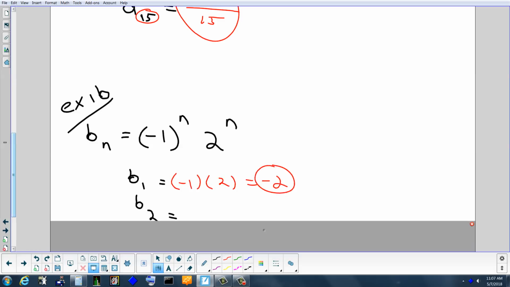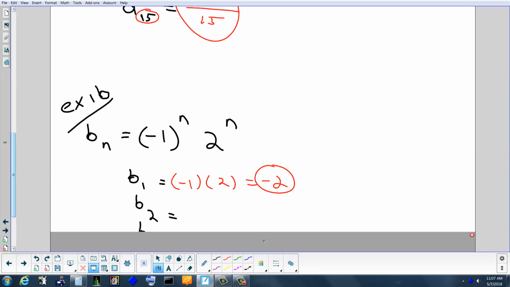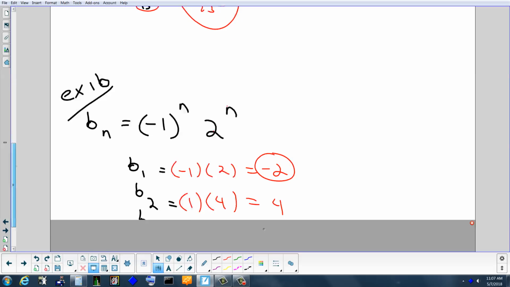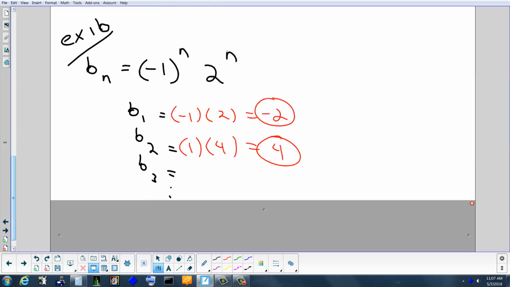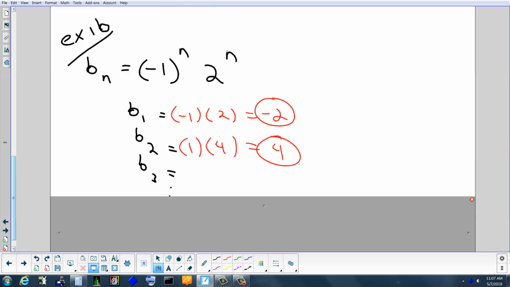Now let's look at the second term. Michael, what's -1 squared? 1. And what's 2 squared? 4. So what's going to happen each time is it's going to double, but it's going to change sign. All right? So what would the third term be? It would be -8. -1 cubed times 2 cubed.